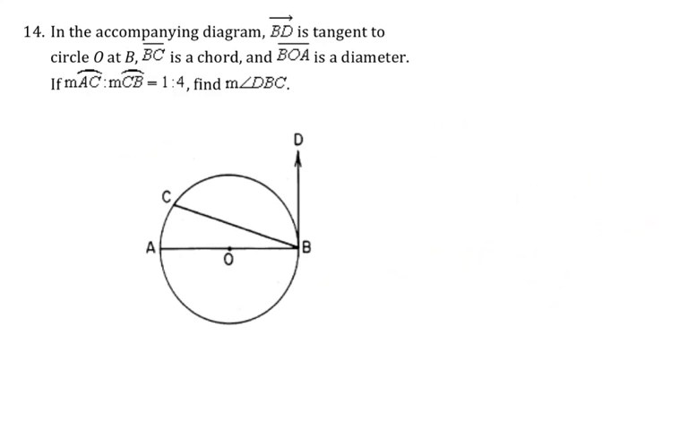Now, number 14. Once again, here AC to CB is 1 to 4. That means this is x, while this one is 4x. Notice that this is a diameter. That means when you combine x and 4x, they become 180. So we get x plus 4x is equal to 180. Now, when you combine them together, we get 5x is equal to 180. Then when you divide by 5, x would have been equal to 36.